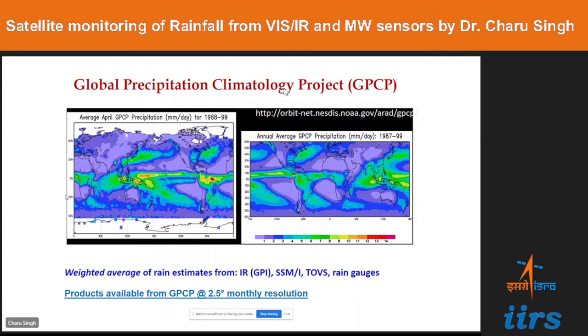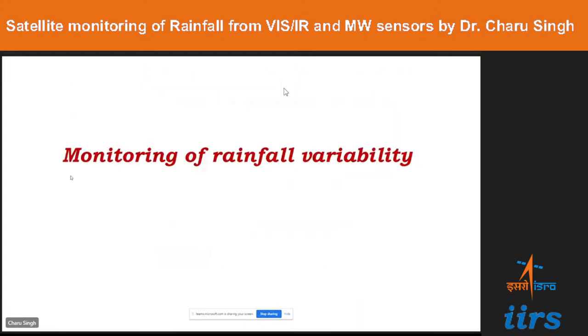These images are the older images. Here the data is shown till 99. And in this case, this GPCP based method is able to capture the ITCZ, Intertropical Convergence Zone, which is a blended technique based rainfall estimation.